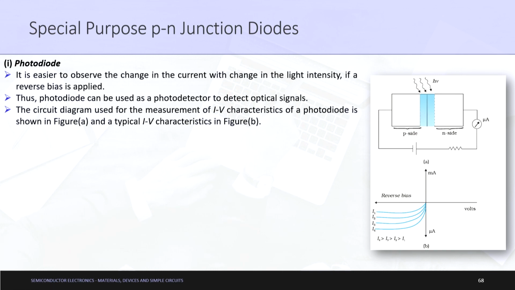Now, it is easier to observe the change in the current with the change in the light intensity if a reverse bias is applied. They are just trying to explain this phenomenon here. It is easier to observe the change in the current with the change in the light intensity if the reverse bias is applied. So, this can be observed clearly in the reverse bias.